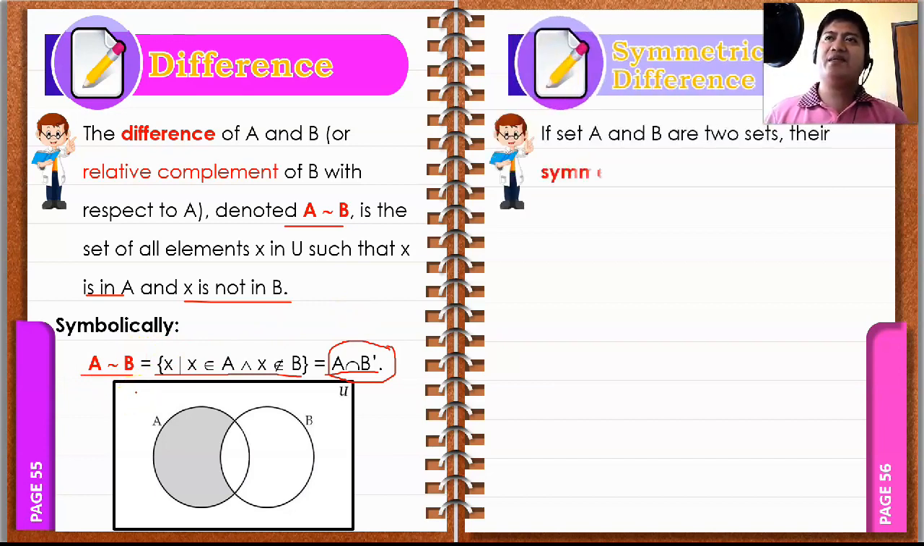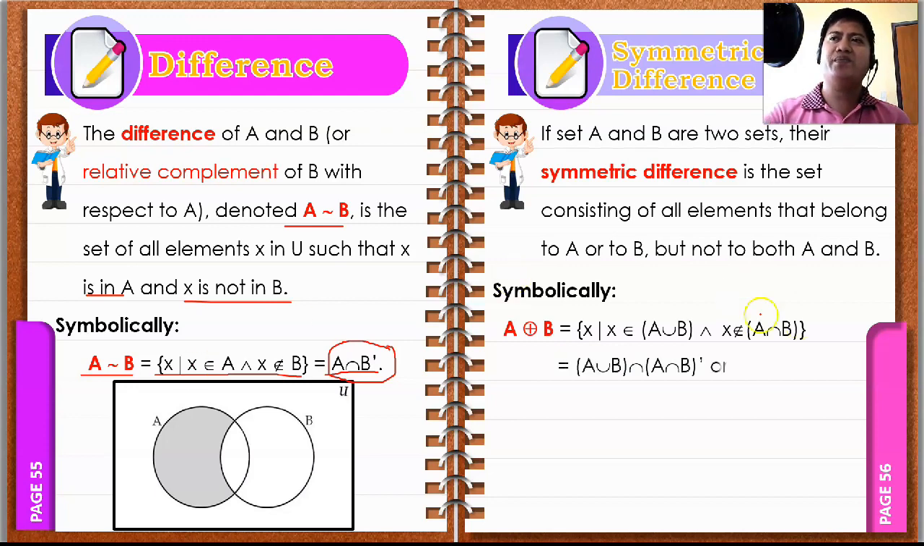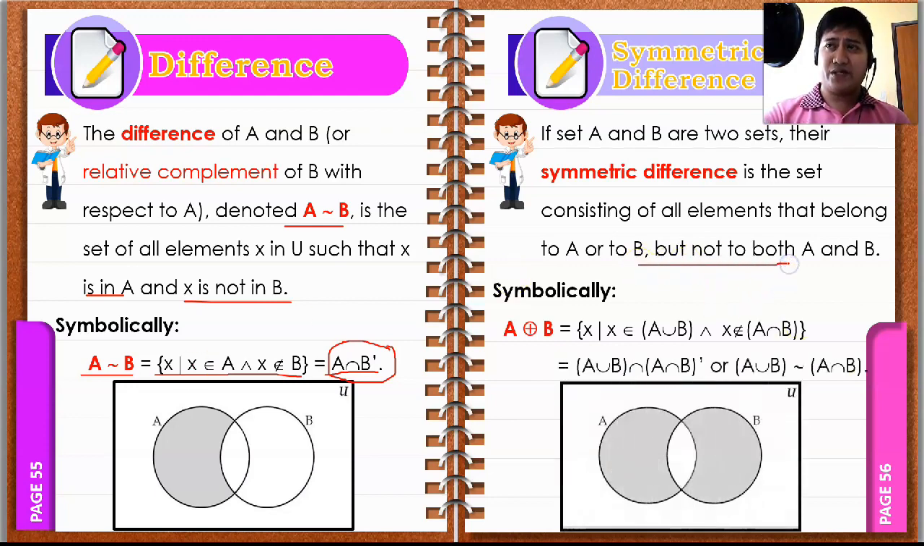So for the symmetric difference, if sets A and B are two sets, their symmetric difference is the set consisting of all the elements that belong to A or B but not both. So these are just the elements of A and the elements of B. So hindi po kasama yung common. And this is what we call the symmetric difference of A and B. So in symbol, we have this one. X is an element of A union B, and X is not an element of A intersection B.